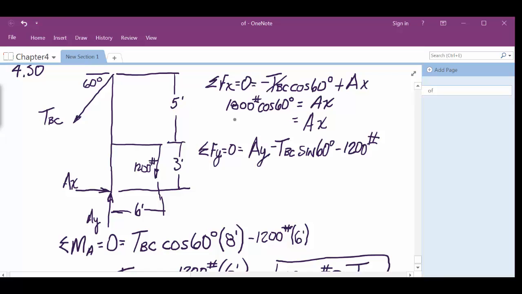So I'm guessing the cosine of 60 is about a half, isn't it? Okay, so 900 pounds to the right. So that's the reaction at A in the x direction. Substitute that in here, 1,800 pounds for the tension in that cable.